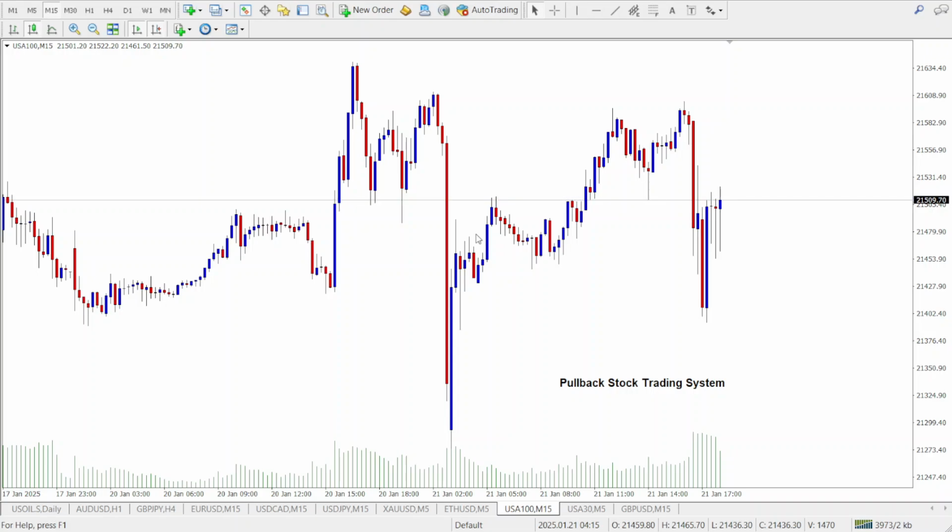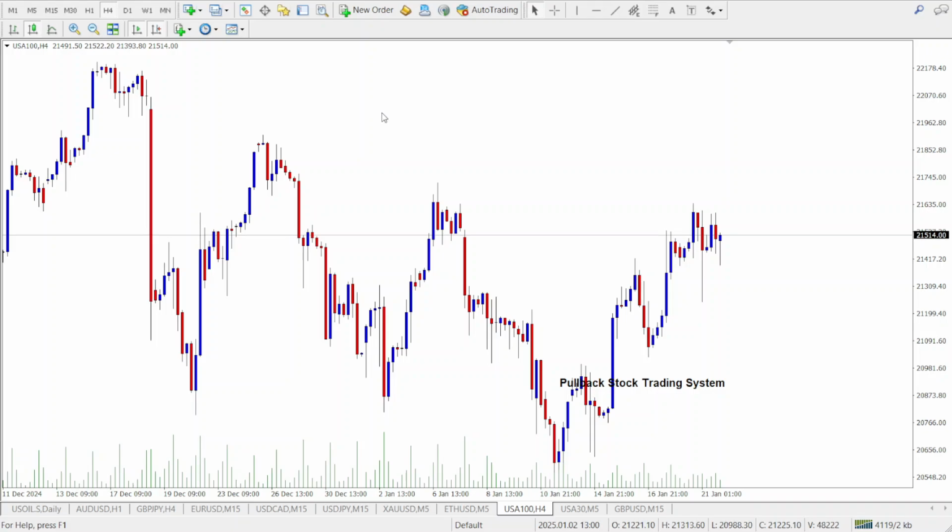What exactly is the pullback stock trading system? Simply put, it is a strategy that focuses on entering trades when the price of a stock temporarily retraces or pulls back within a larger trend. These pullbacks provide opportunities to join the trend at a more favorable price point, often when other traders are stepping out of their positions prematurely.